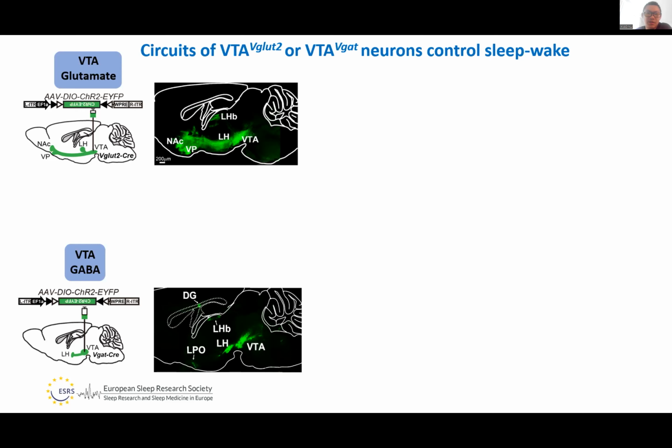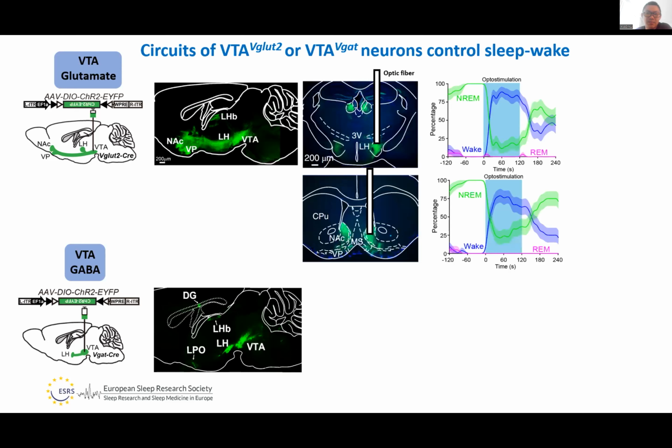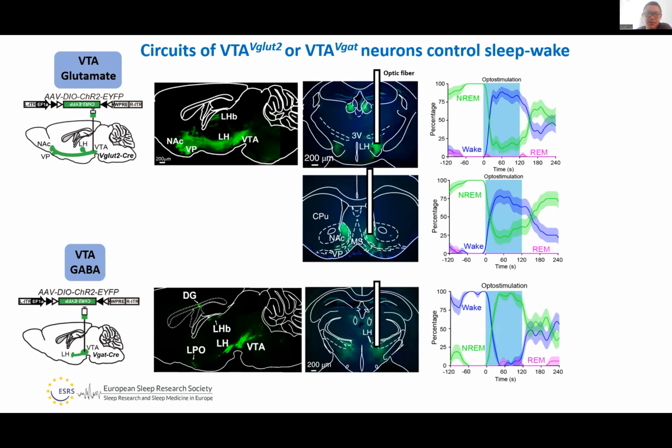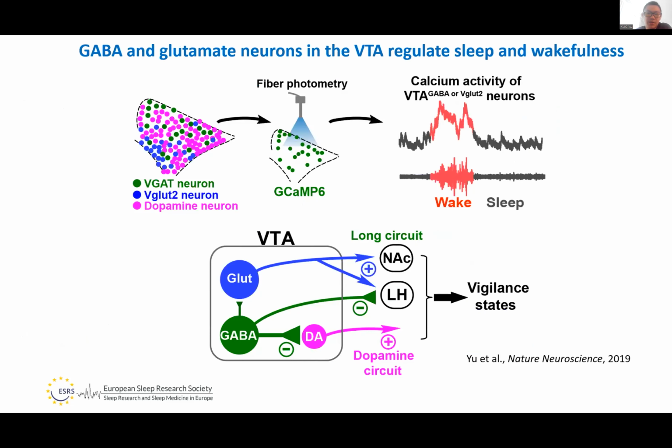and the forebrain, including nucleus accumbens. However, for VGAT neurons, terminals were found locally in the VTA, but also in the LH area. We then placed optical fiber above those targets, and the optical activation of VTA wake group 2 to the LH and nucleus accumbens induces wakefulness from non-REM sleep, whereas activation of the VTA VGAT to LH pathway promotes sleep from waking. So thus we have demonstrated there are circuits that control sleep and waking.